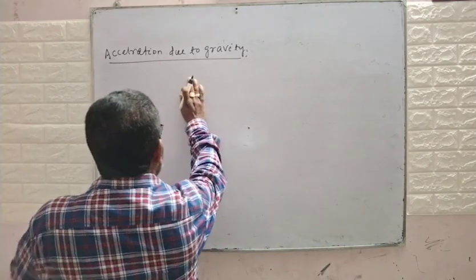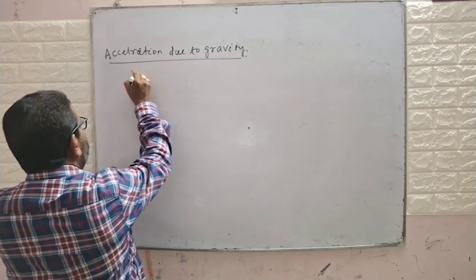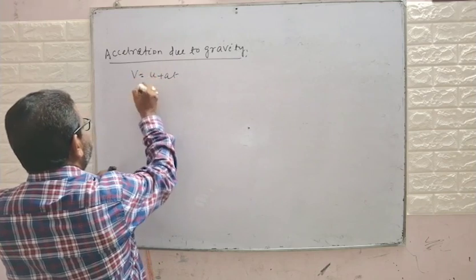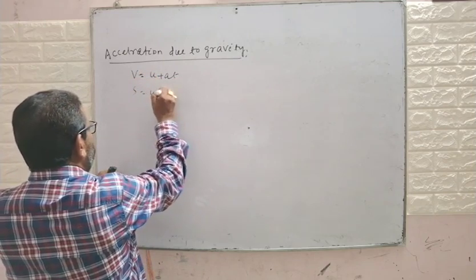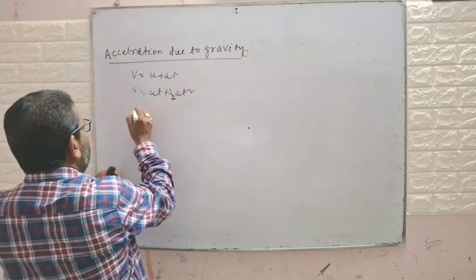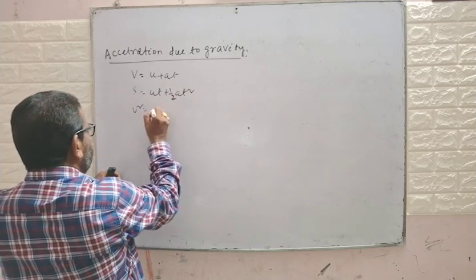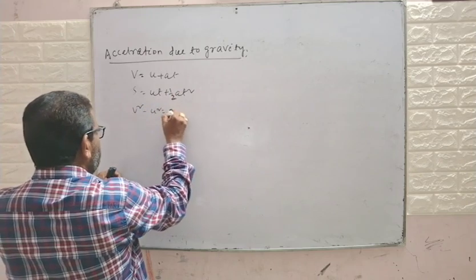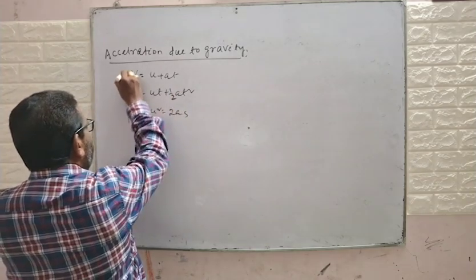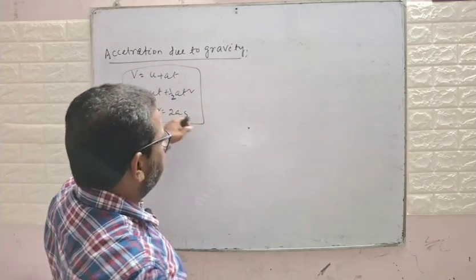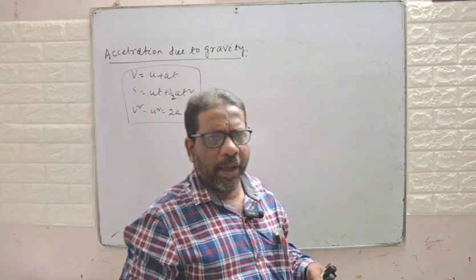We know three equations of motion. First equation, v equal to u plus at. Second equation, s equal to ut plus half at square. Third equation, v square minus u square equal to 2as. And how can we apply these equations in free fall?